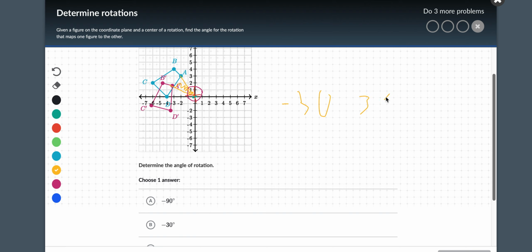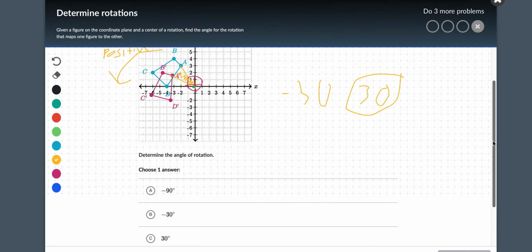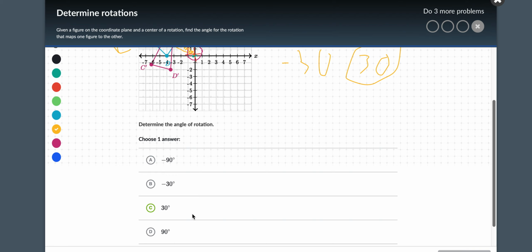And how we figure out which one of those it is is by looking at the way it rotated. So it went like this, which is counterclockwise, which means it's positive. If it went clockwise, it would be negative. So that means our answer is positive 30.